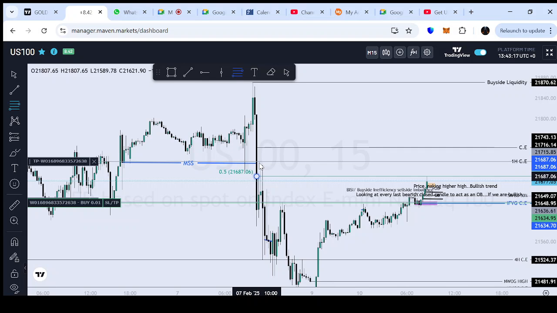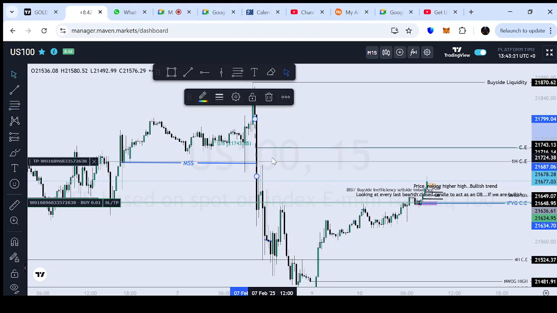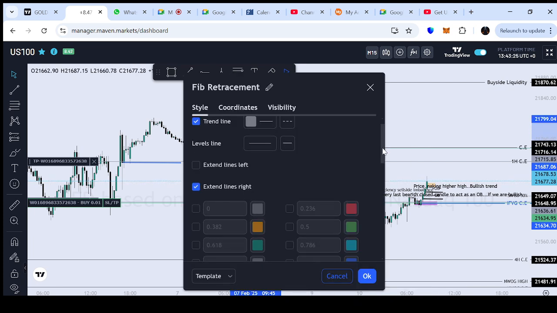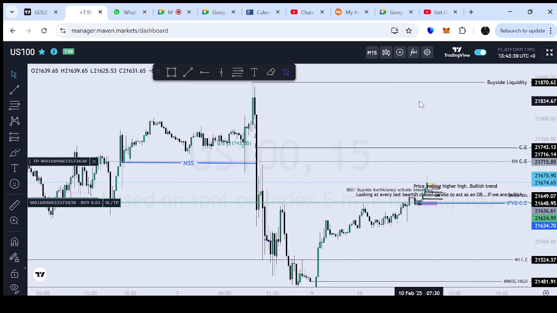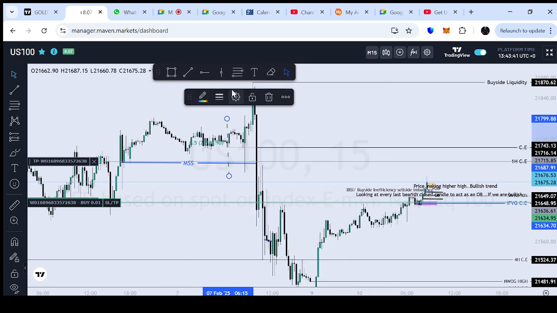Anchor from the high to the low of that wick. That's the 50%. To get your 50% on your TradingView Fibonacci, that's it. You count from the right side. 1, 2, 3, 4, 5, 0.5. That's the 50%. You can remove it.